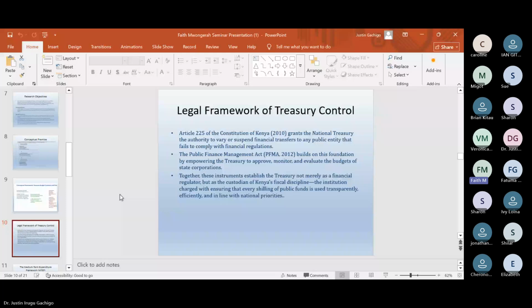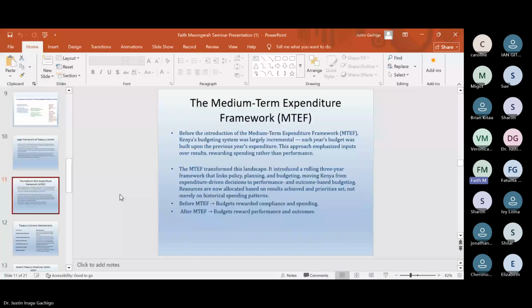I've also, in the next slide, given the various treasury directives since 2023, and these are the instruments that I'll be using to see how they have affected the financial performance and the operational efficiency of the state corporations. That is a background of MTEF. What is MTEF? The Medium-Term Expenditure Framework.